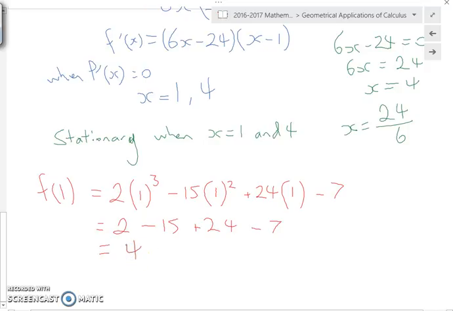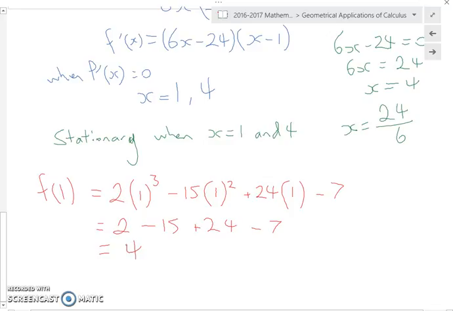Does everyone else get 4? Yeah? Well, minus 15 plus 24 would be 11, wouldn't it? 11 minus 7. Sorry, minus 13. Just double check. I'm not very awake. 2 minus 15 is minus 13. Plus 24 would be positive 11. Minus 7 would be positive 4. Good. I'm not going completely nuts.